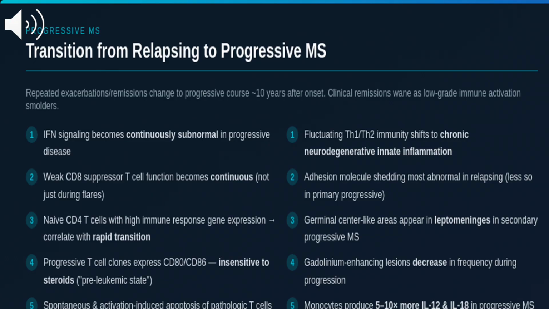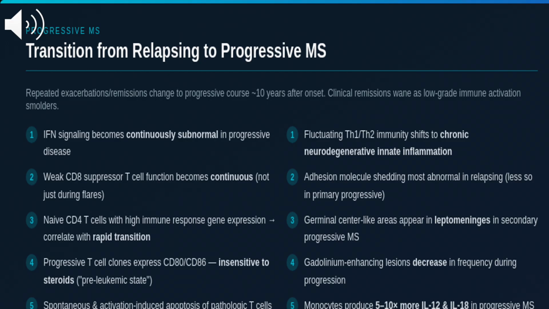The transition from relapsing-remitting to secondary progressive MS typically occurs approximately 10 years after disease onset, though this varies considerably. Clinical remissions wane, constant low-grade immune activation smolders, and monocyte-mediated damage begins to predominate.